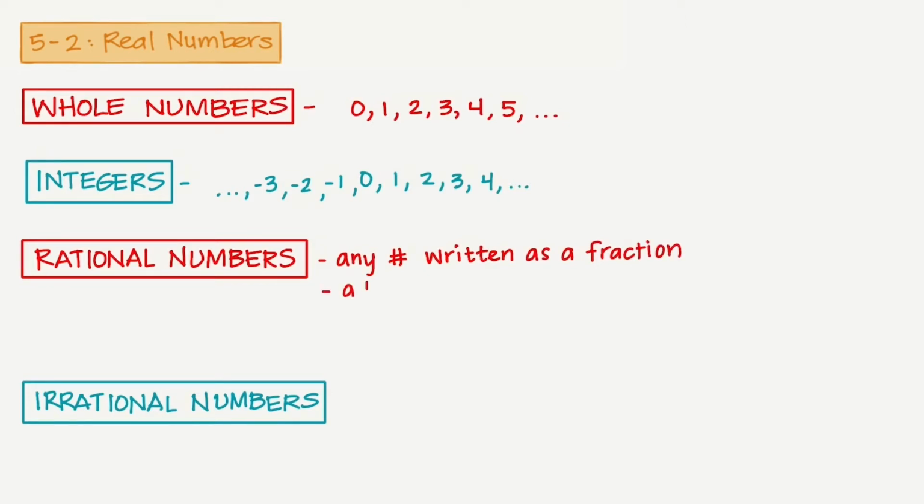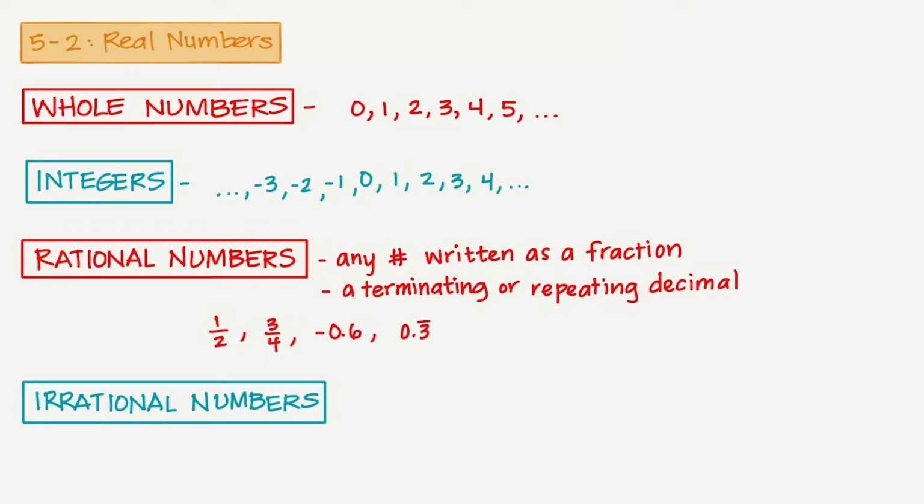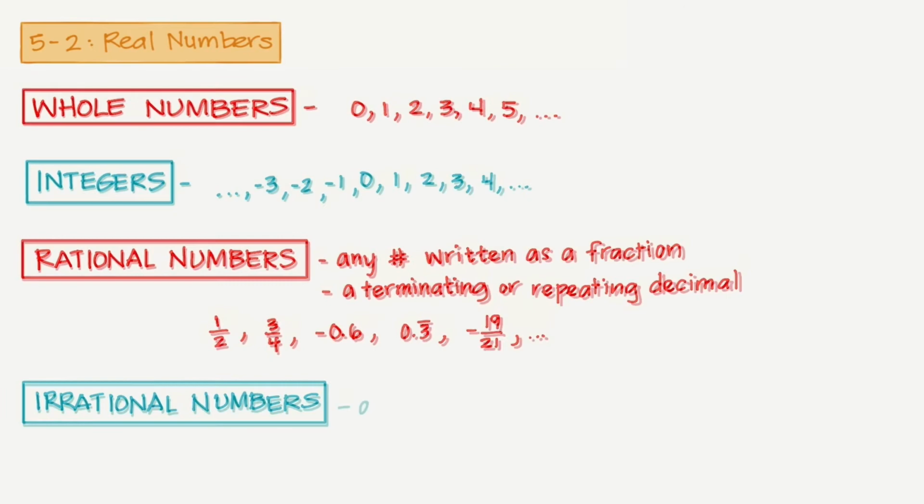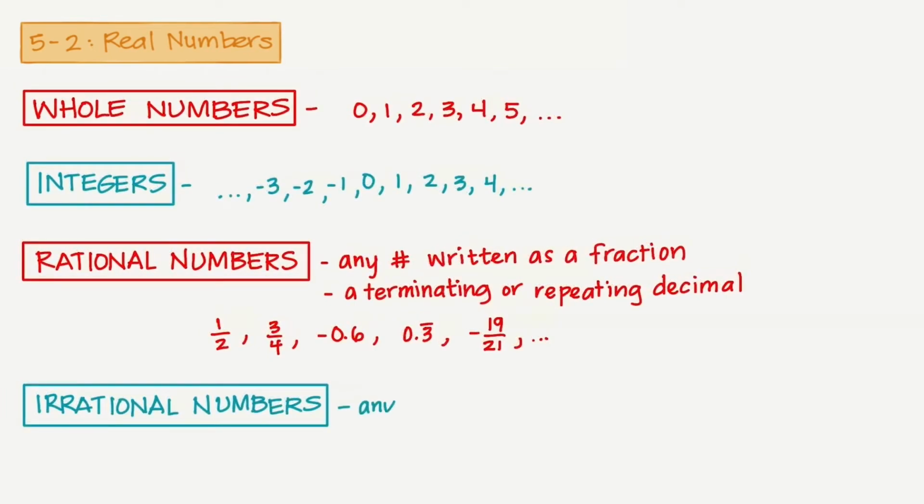Now, this can also look like a decimal, and so you may not know if it's a fraction or not. So you want to look for either a terminating, which means it ends, or a repeating decimal. So if you find that, then yes, it can be turned back into a fraction or a rational number. So instances include 1/2, 3/4, -0.6, 0.3 with a bar over it, or even -19 over 21. Those are just a couple examples of rational numbers.